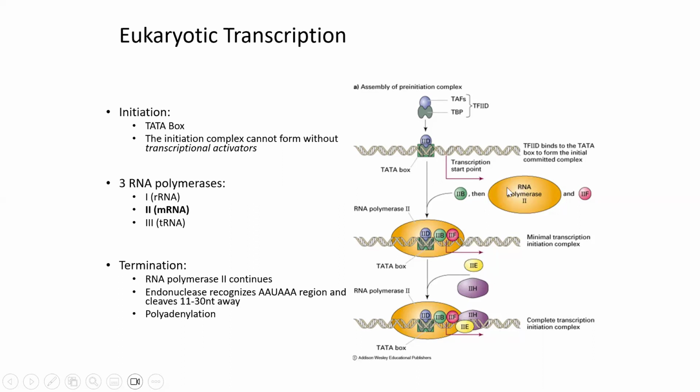And the polymerase itself goes through the sequence until it reaches a region like this and cleaves. This region is like a termination site, similar to what we see in prokaryotes. And what we see is it cleaves like 11 to 30 nucleotides away from it and starts polyadenylating it, which just means adding on many A's like this, except no U's, just A's throughout.